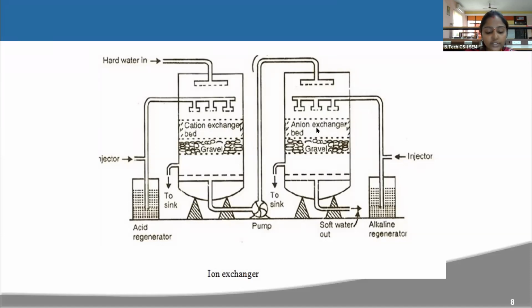Next, the water coming out of the anion exchanger, after the SO4 and chloride ions are removed, is free from both cations and anions. Cation and anion free.